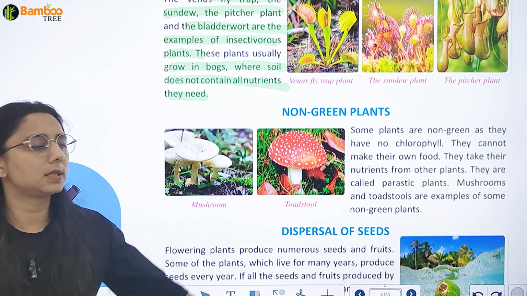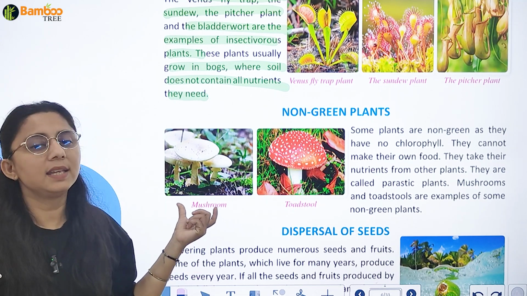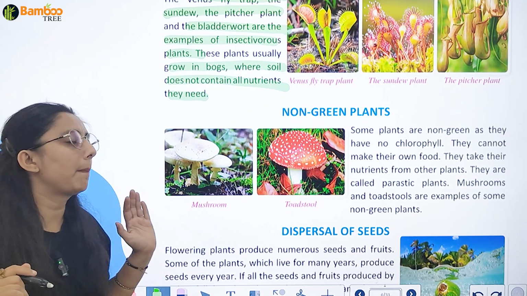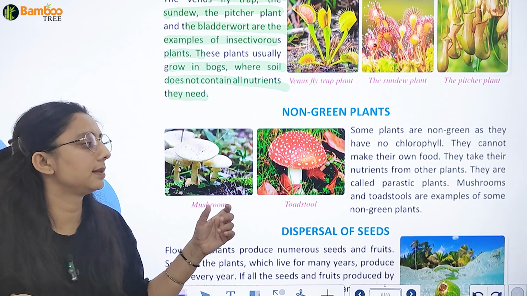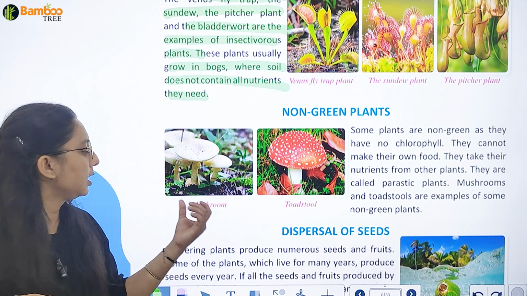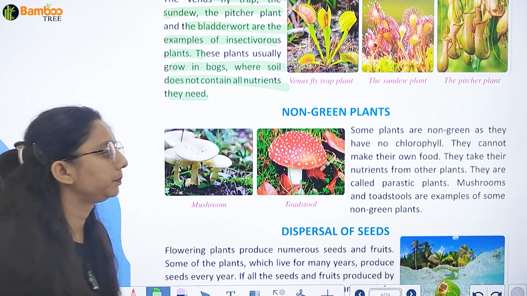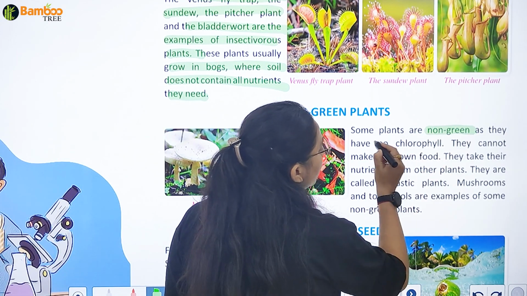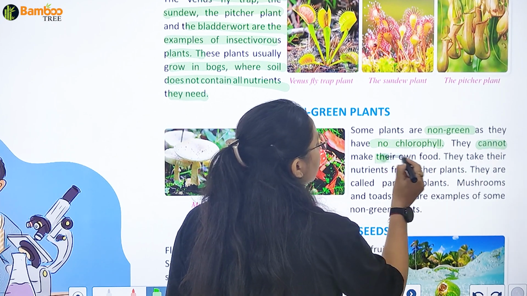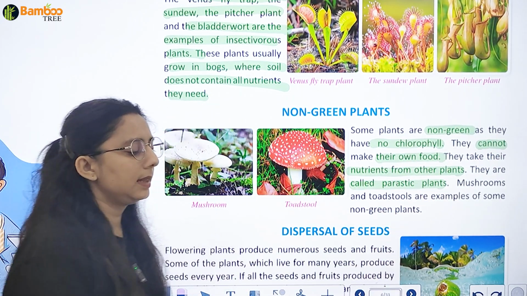What are non-green plants? Our next topic is non-green plants. They do not have chlorophyll. इनके अंदर chlorophyll नहीं होता. They अपना खाना इसलिए अपने आप नहीं बना सकते. ठीक है, they take nutrients from the other plant. दूसरे plants है like your mushroom and toadstool. ये क्या है? Parasitic plant. Non-green, no chlorophyll, cannot make their own food, take nutrients from other plants, called parasitic plants.